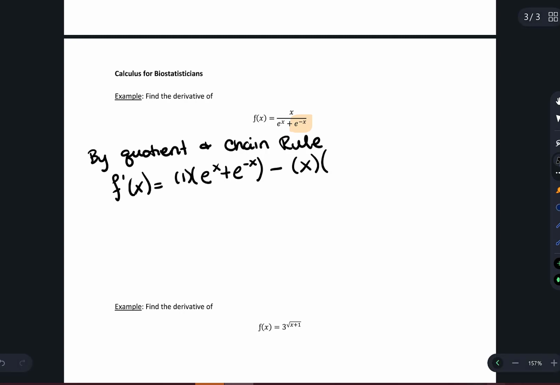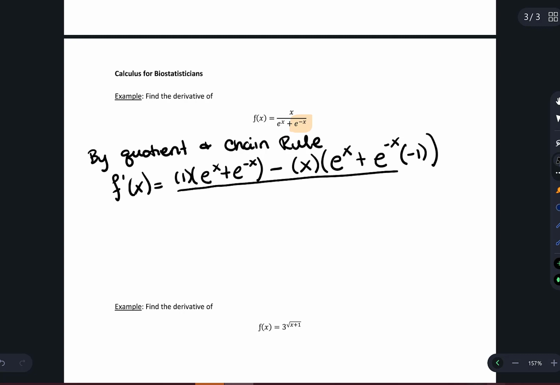Well, here we have the sum of two functions, so we know that's equal to the sum of the derivatives. So the derivative of e to the x is just e to the x, plus we need to take the derivative of e to the minus x. Well, here we have e to the minus x. The derivative of that is just e to the minus x, but we need to also multiply by the derivative of minus x, and so that's just minus 1.